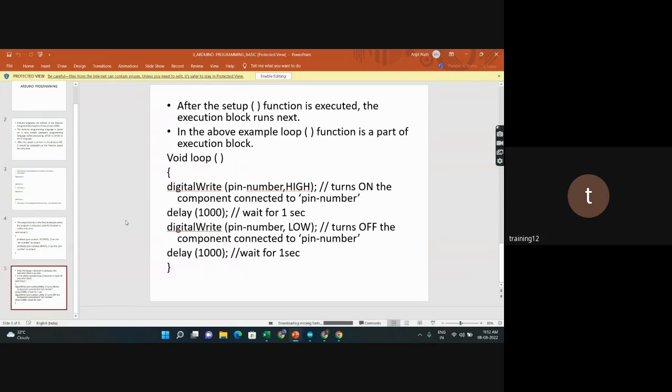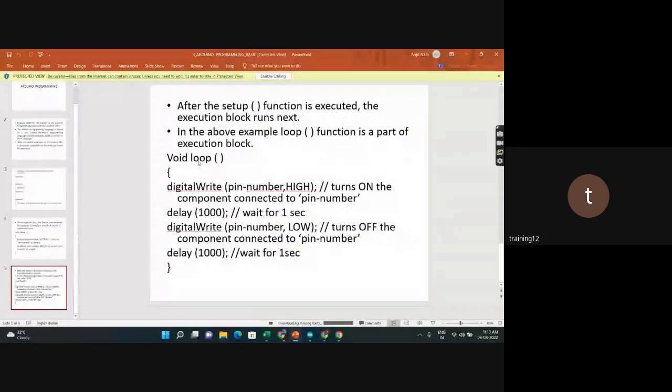So, in the above example, the loop function is a part of the execution block. As the name suggests, the loop function executes the set of statements enclosed in curly braces repeatedly. So let's see some examples.